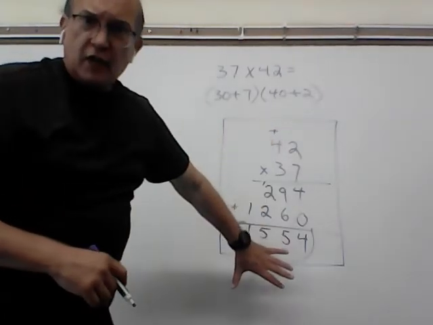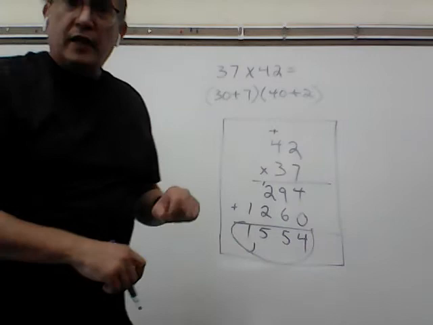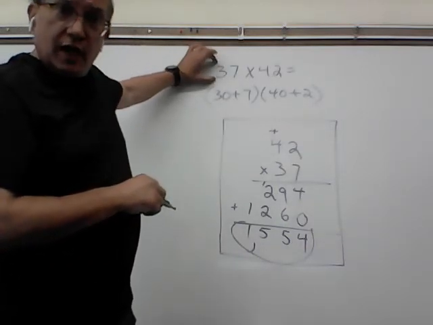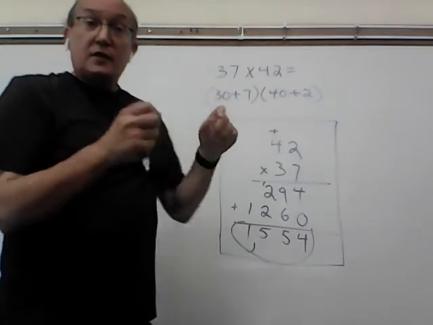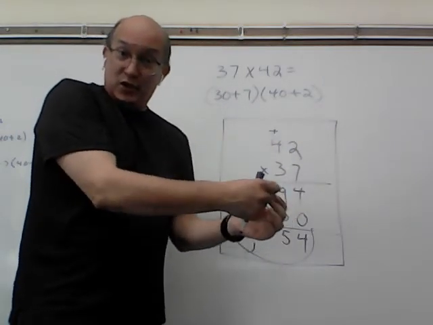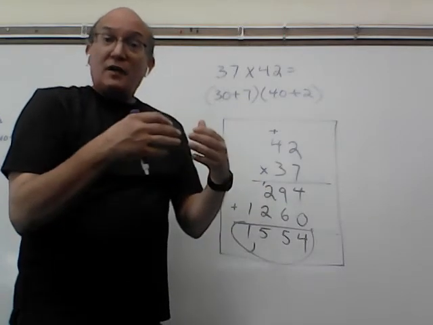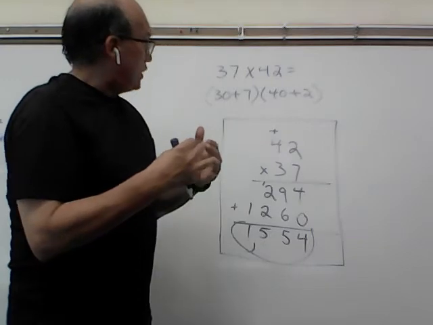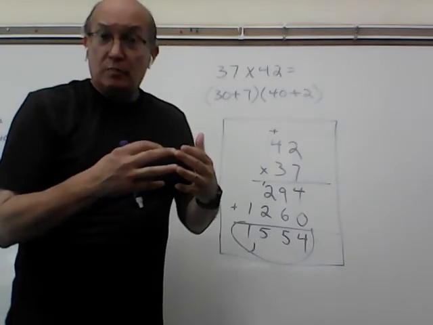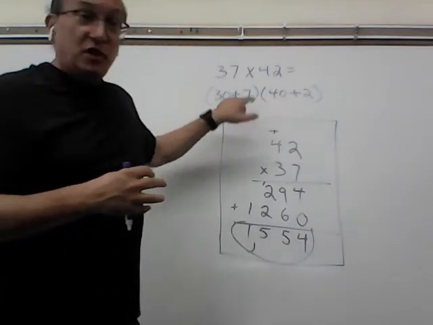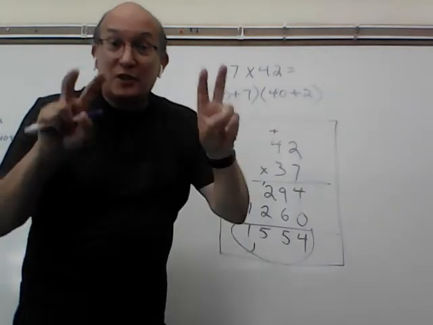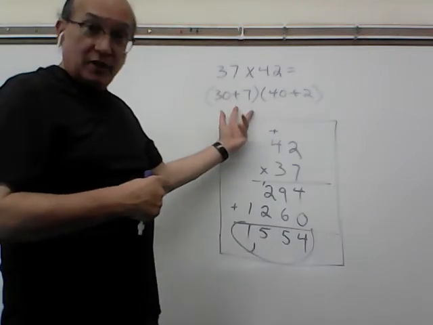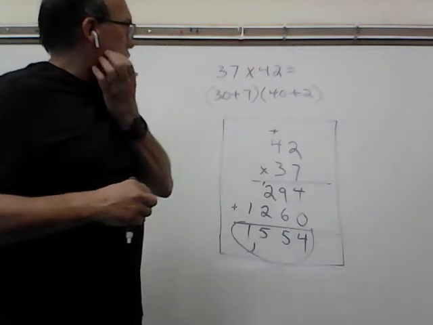I've left the standard algorithm here where we got a product of 1,554. Now I've rewritten the 37 times 42 up here, and similar to an earlier, simpler problem, I've rewritten the 37 as 30 plus 7, and rewritten the 42 as 40 plus 2. Notice I put them each in parentheses, the parentheses right next to each other. Remember the right next to each other? That's a multiplication. This is 30 plus 7 times 40 plus 2.